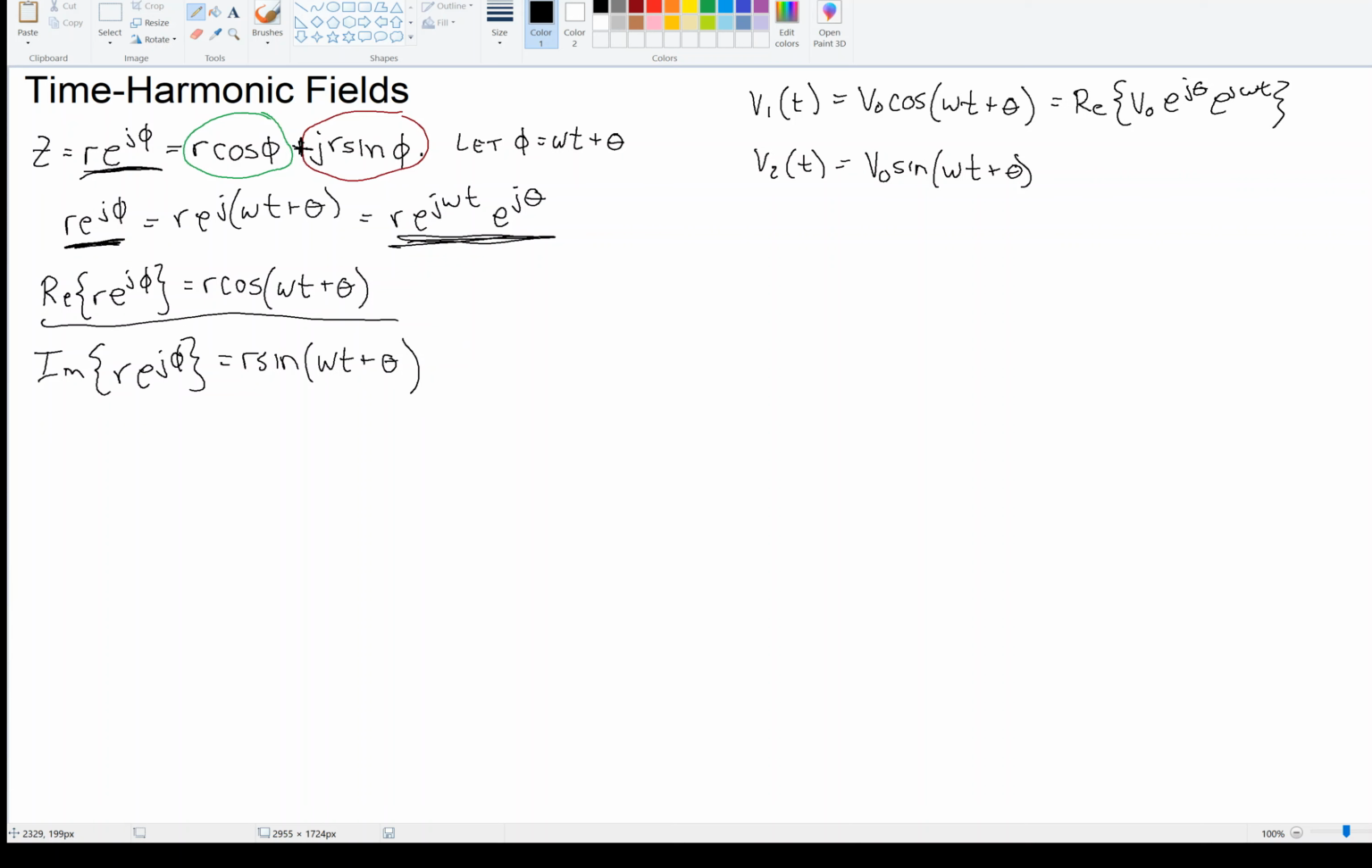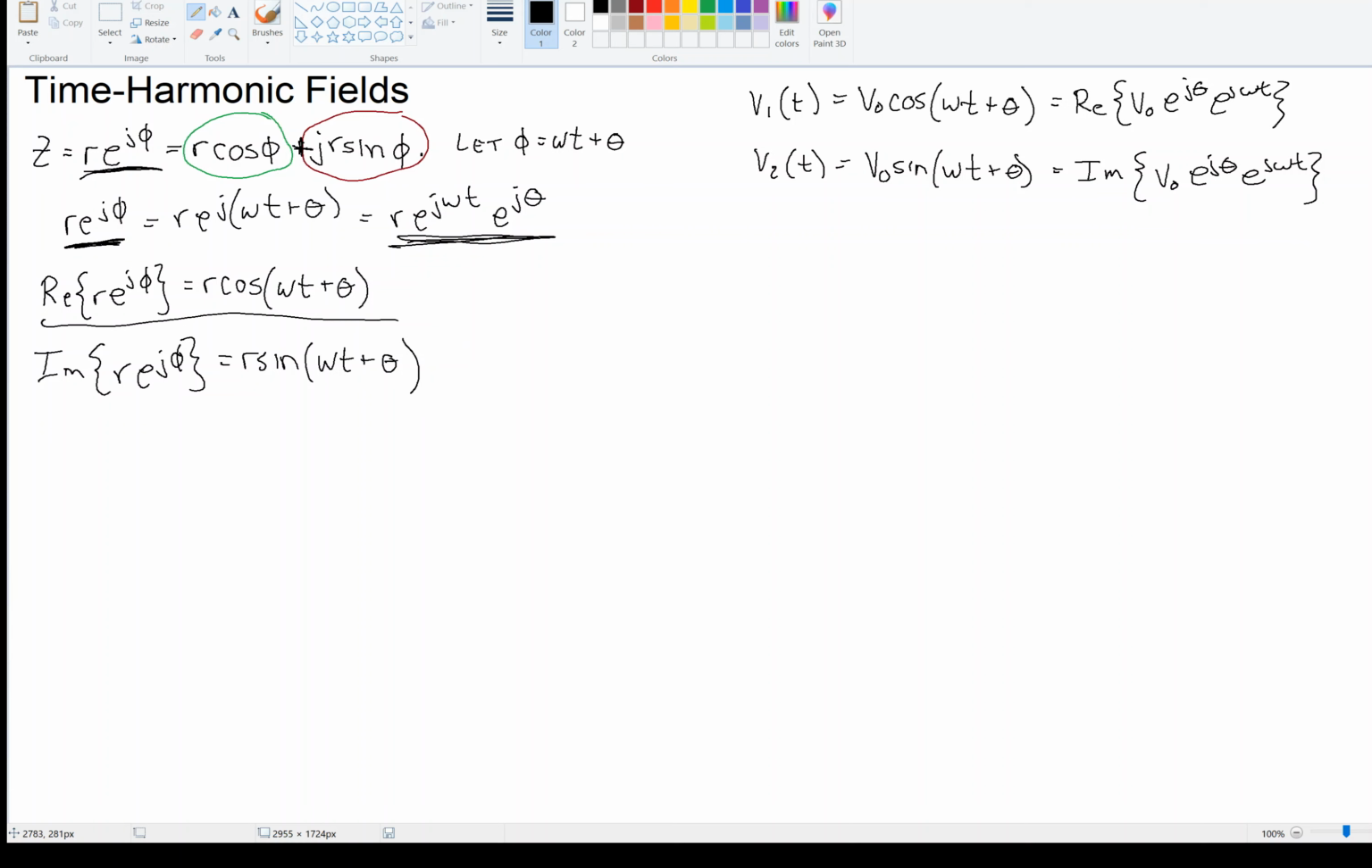Or we can write this as, and actually this turns out to be more convenient, the imaginary part of v0 e to the j theta e to the j omega t. You might still be doubting that it's more convenient. It is, and again, we're getting there.